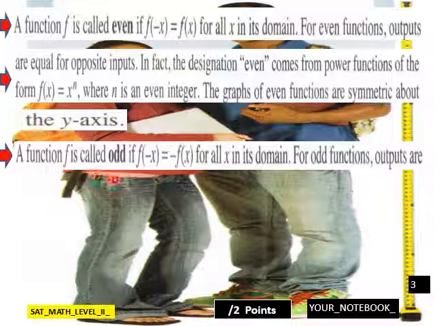The graphs of even functions are symmetric about the y-axis. A function f is called odd if f of negative x equals the negative of f of x for all x in its domain. For odd functions, outputs are opposite for opposite inputs. Again, the designation odd comes from the power function f of x equals x to the nth power, where n is an odd integer. The graphs of odd functions are symmetric about the origin.